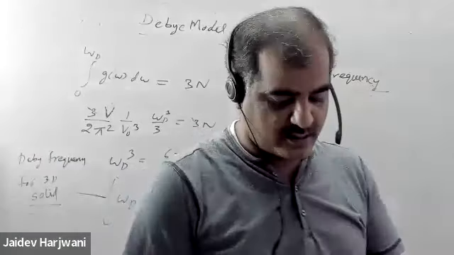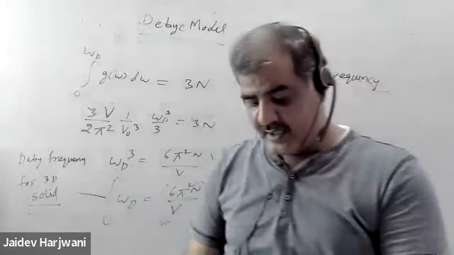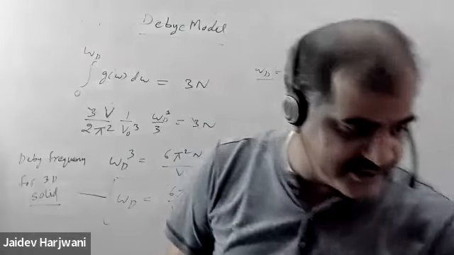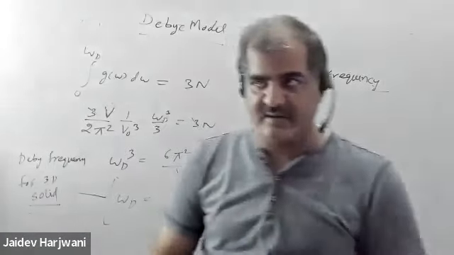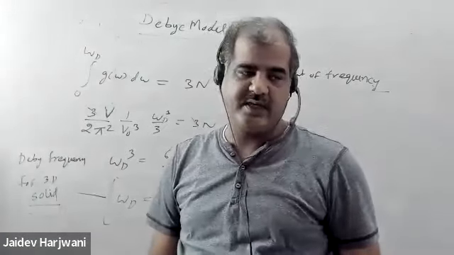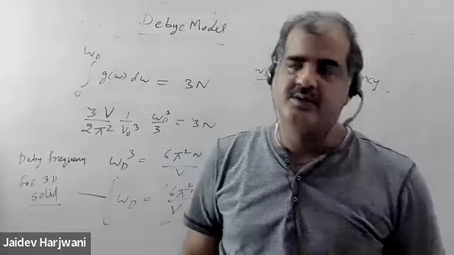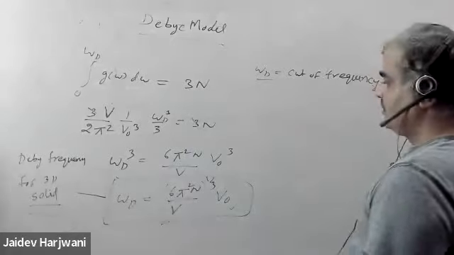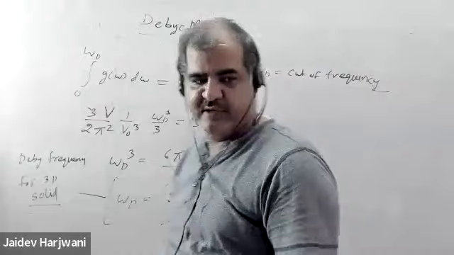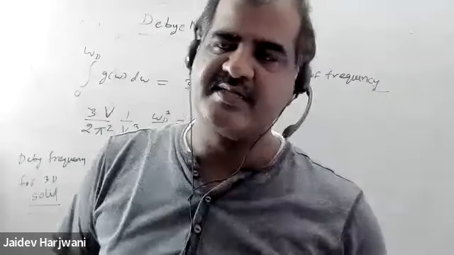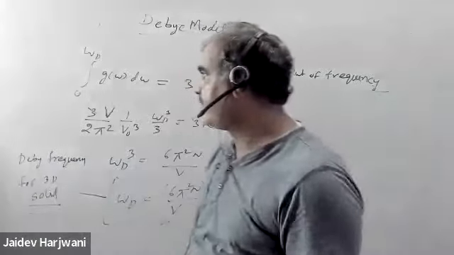Now we need to calculate the energy. We have modes, and every mode has some energy, so I need to calculate the total energy. If you have written this one, I can erase it. Once I know the total energy, it is very simple: I differentiate with respect to temperature, and I can calculate the specific heat.